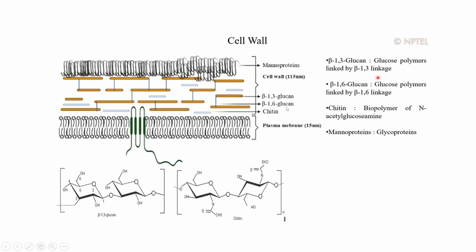So the beta 1,3 glucan and beta 1,6 glucan are also there, and you can see the linkage. In beta 1,3 glucan, the first carbon of one glucose molecule and the third carbon of the adjacent glucose molecule are linked by a glycosidic linkage. In 1,6 linkage, the first carbon and the sixth carbon, the carbon containing the OH group, are linked by a glycosidic linkage. That is how the bond formation happens, and chitin provides the stability, the structural features of the cell wall. Chitin is a biopolymer of N-acetyl glucosamine.